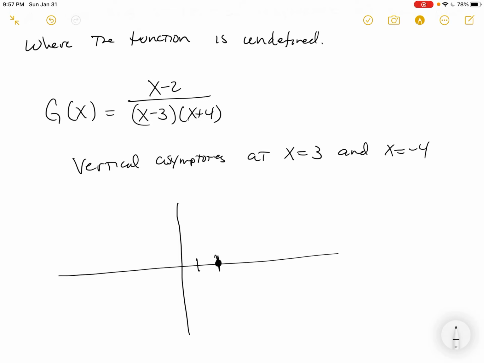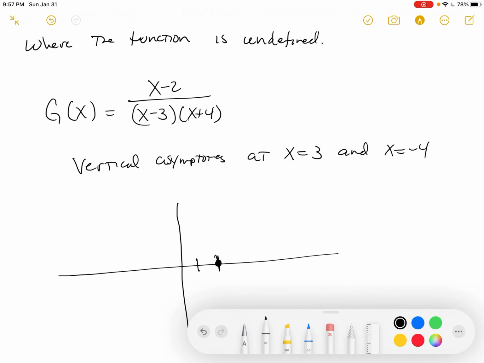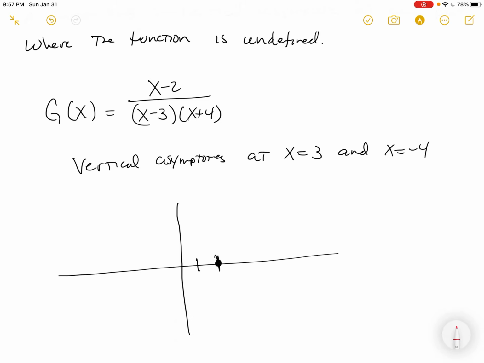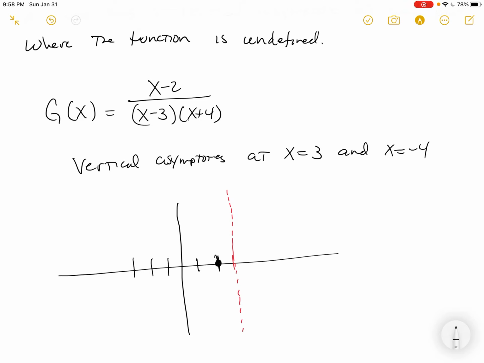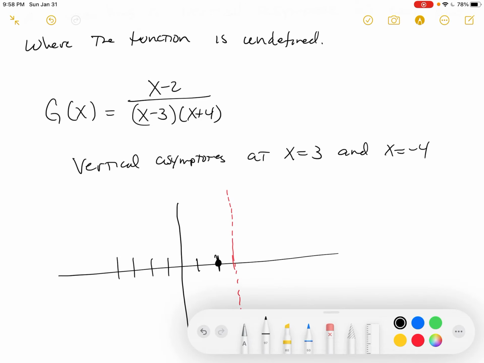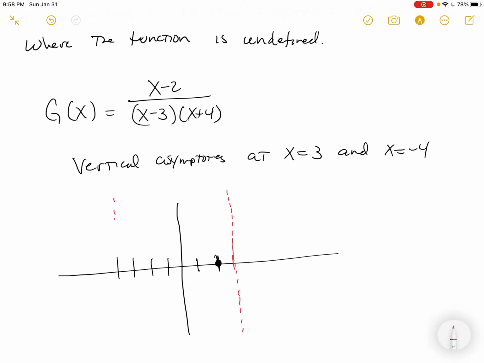Now, what can't happen is this graph cannot go through 2 points. There's no way that it's going to go through 3. And so at 3 we have what's called a vertical asymptote. And then we also have a similar one down here at negative 4. So these pretty much just segment the graph.